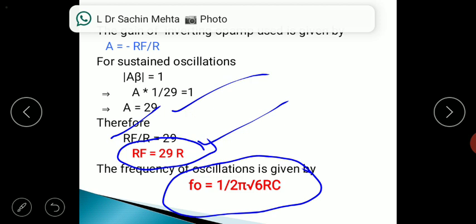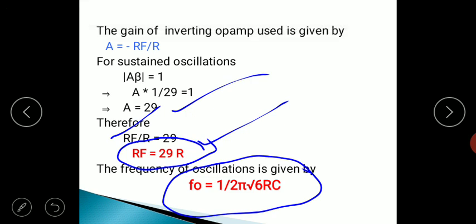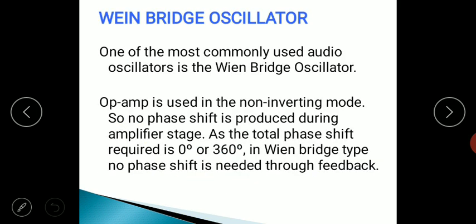You may get certain numericals based on this particular formula, that is F naught equal to 1 by 2 pi root 6 into RC. That is the first RC oscillator called RC phase shift oscillator. Now we'll discuss the second important oscillator called Wien bridge oscillator.